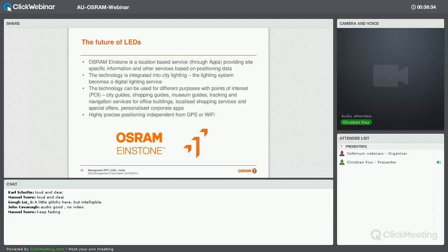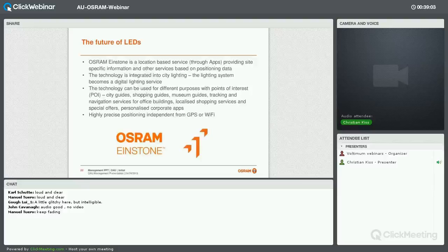And what else I've got here is an OSRAM thing called OSRAM Einstein. It's a relatively new technology that was just a project in Germany that they trialed. It's a location-based service which you can use for different apps that provides site-specific information and other services based on positioning data. The technology is integrated into the city lighting, so the lighting basically becomes a digital lighting service.